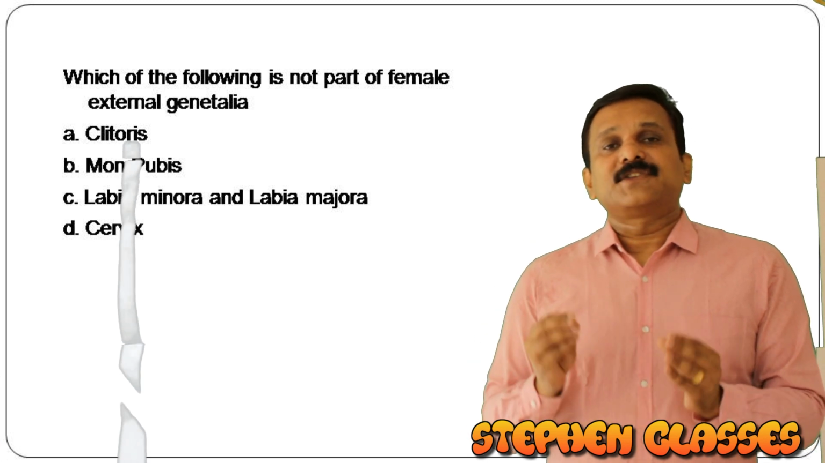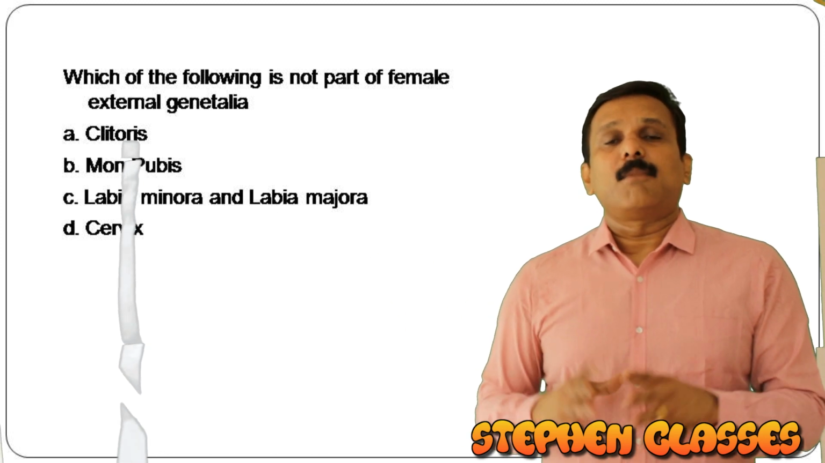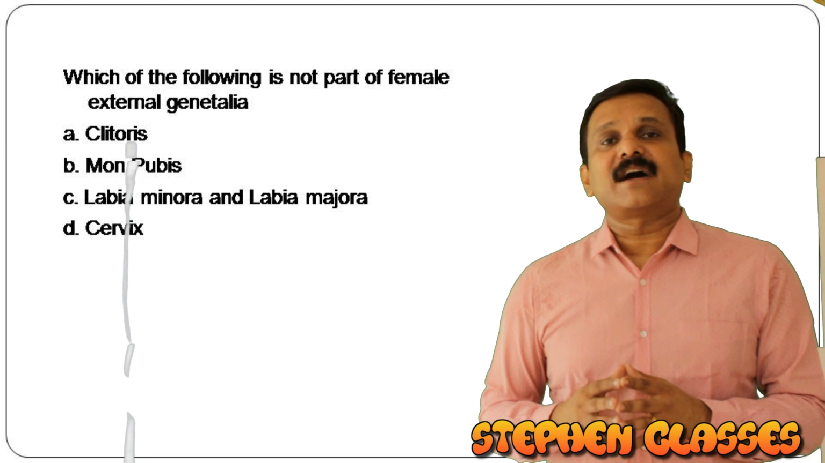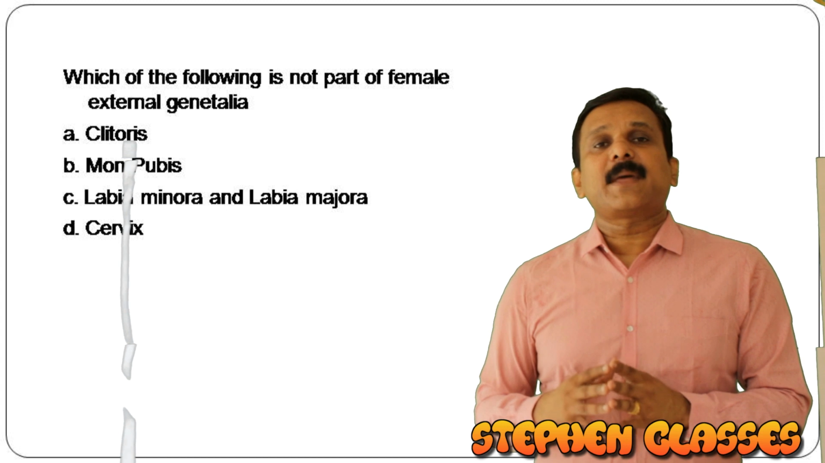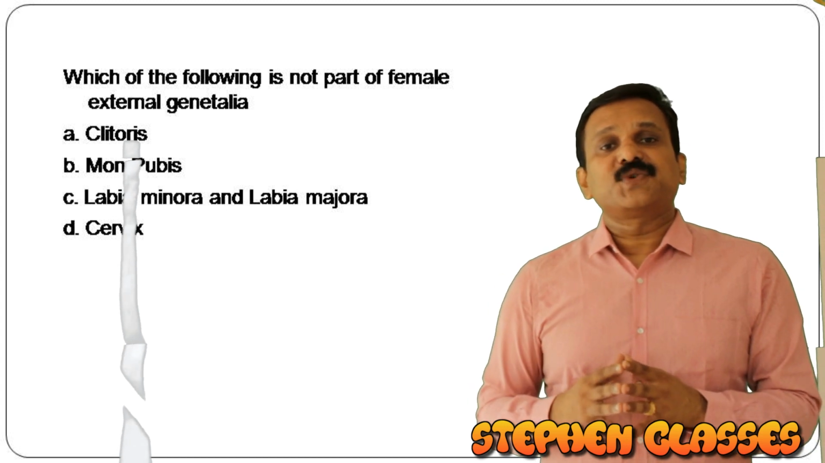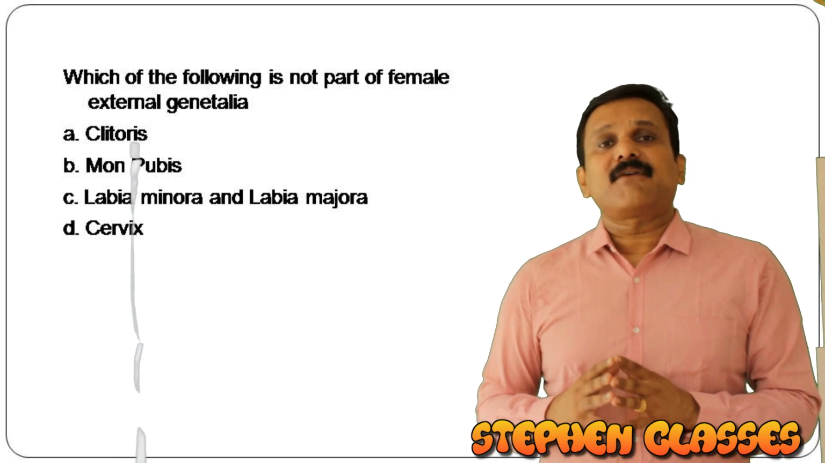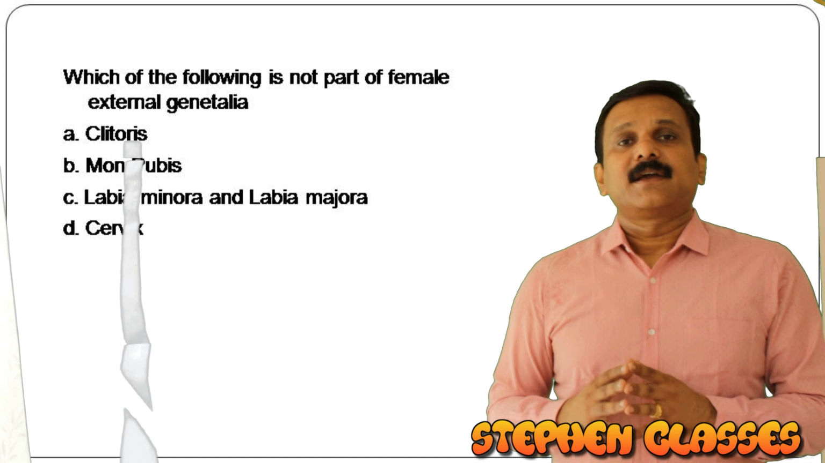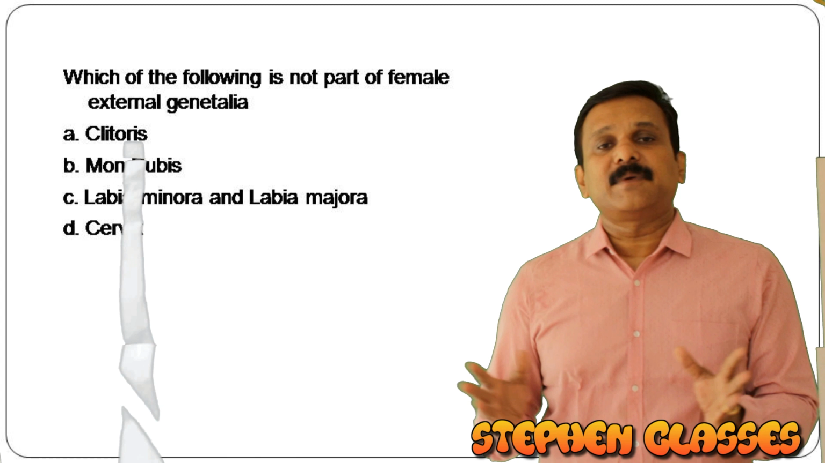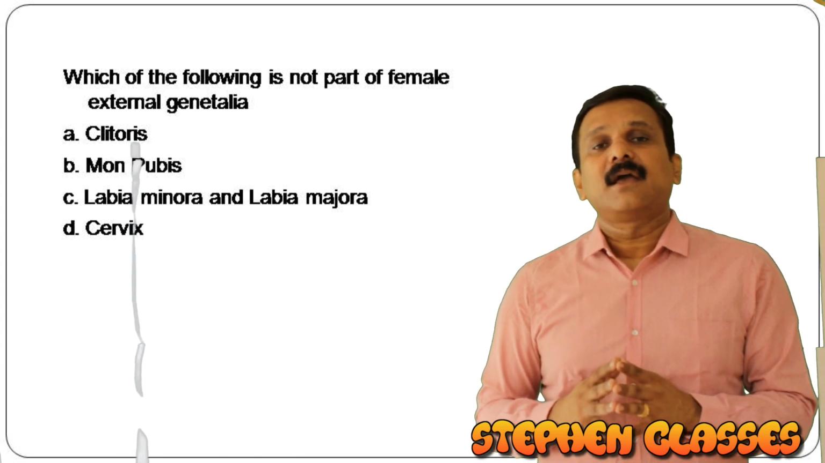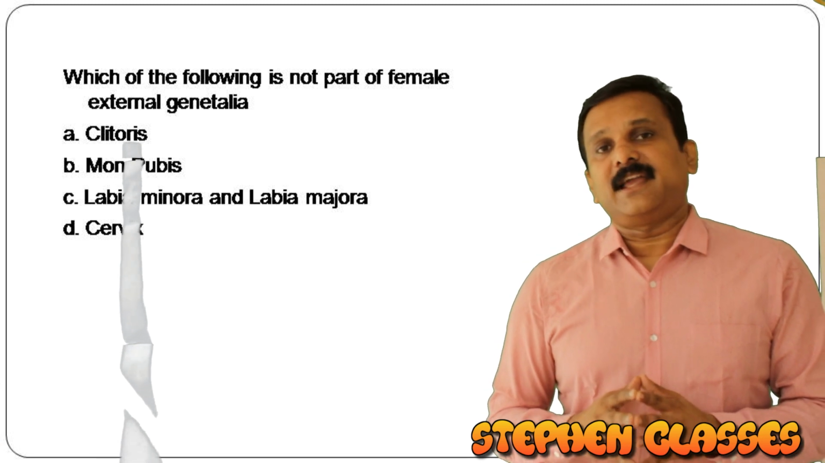For clitoris, you can also say that it is homologous to the penis, which is found in male. Mons pubis is a hairy portion which has a cushion of fatty tissue. Labia majora, labia minora, they are fatty folds of tissue again. Cervix is the odd one here. It is not in the list of external genitalia. Cervix is a part found within the body of the female. It is not visible outside. So cervix or cervical canal is the odd one here. It is not part of external genitalia. So the answer will be option D here.